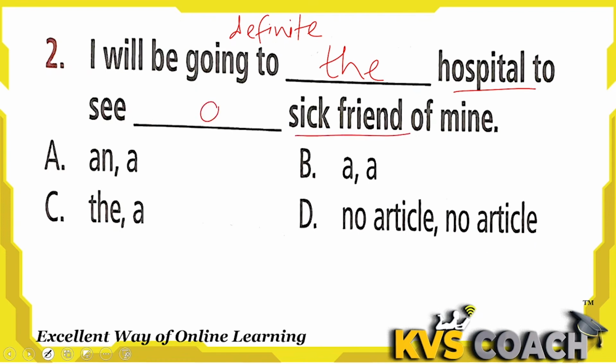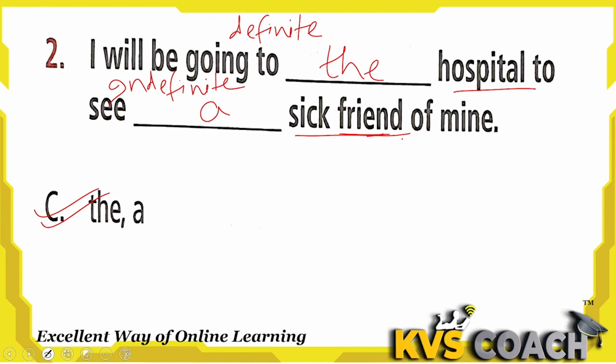Why am I using a here? Because sick friend of mine, sick friend, is a singular noun. He is saying sick friend of mine but not mentioning the name. It means the listener doesn't know about the friend. That's why he will say a sick friend of mine. A, the indefinite article, will be used for sick friend. So the right answer is A. C is the right answer here.